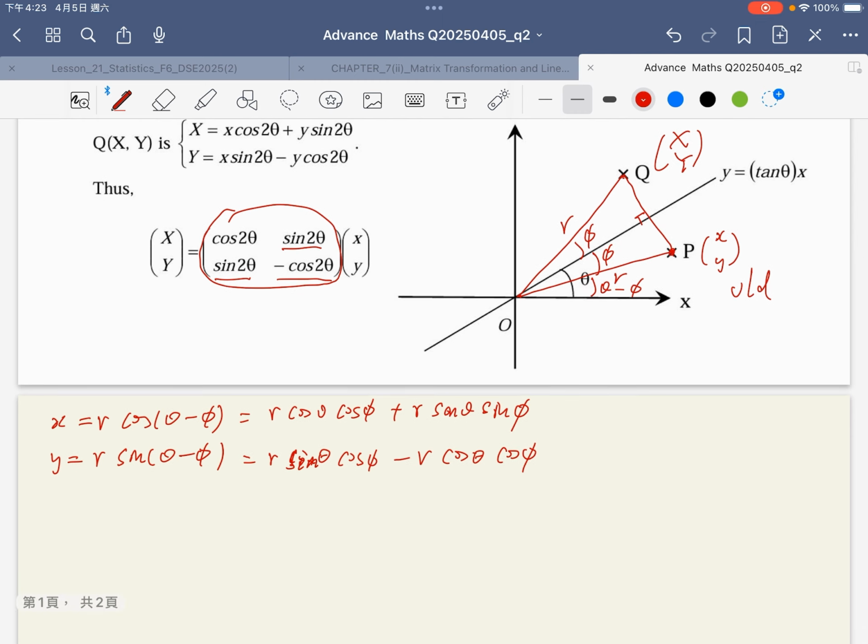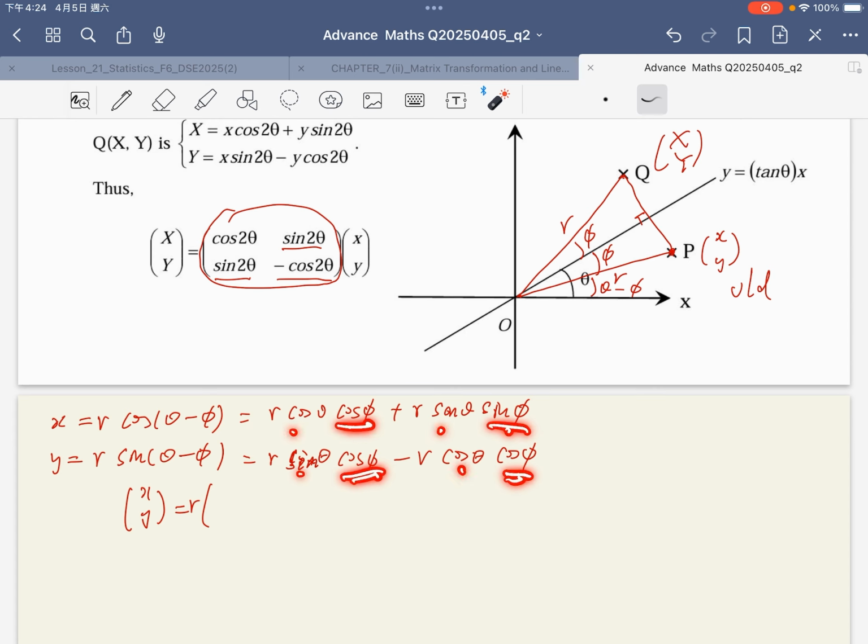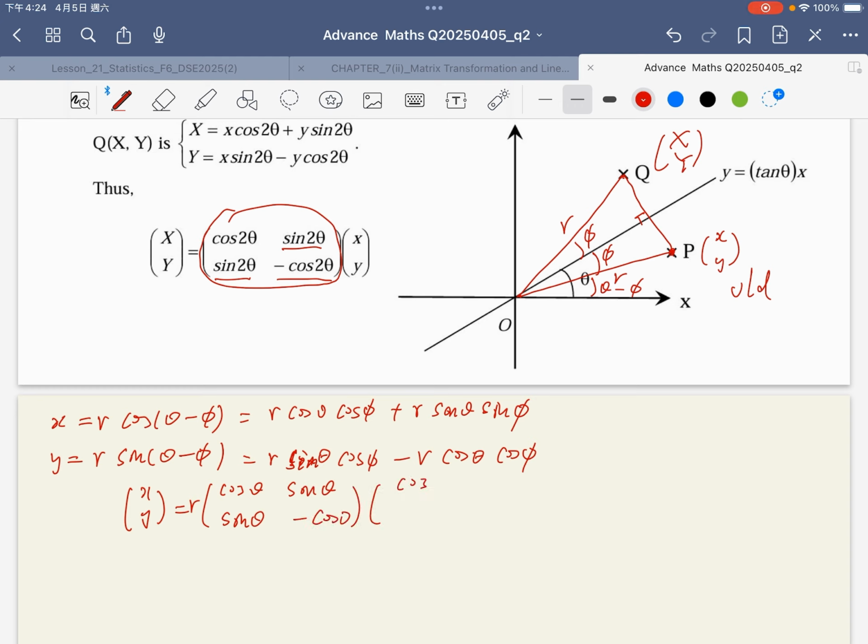We can write this in matrix form: x, y equals r, factorized outside, times a new matrix, which is a matrix multiplication: [cosine theta, sine theta; sine theta, negative cosine theta] times [cosine phi, sine phi].